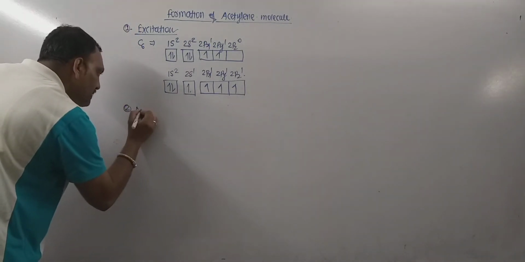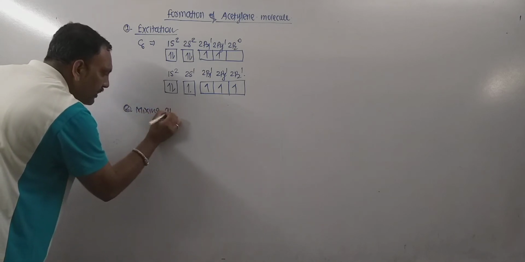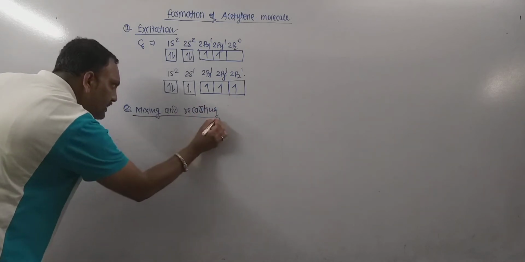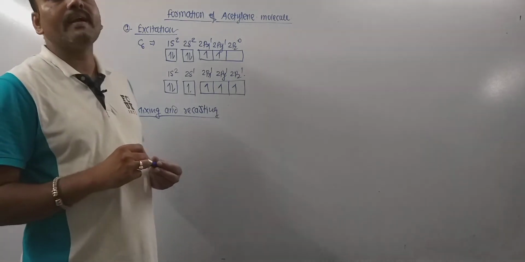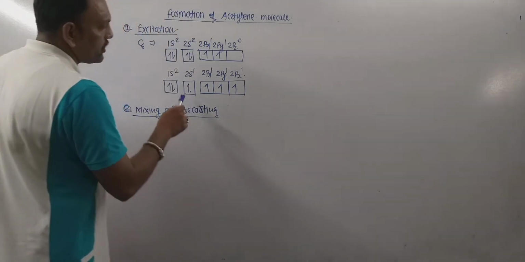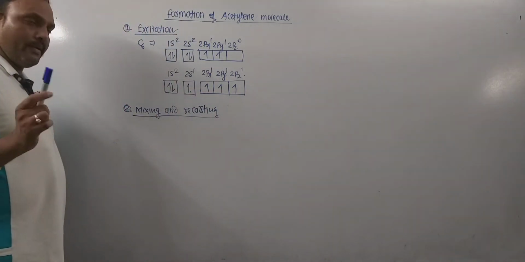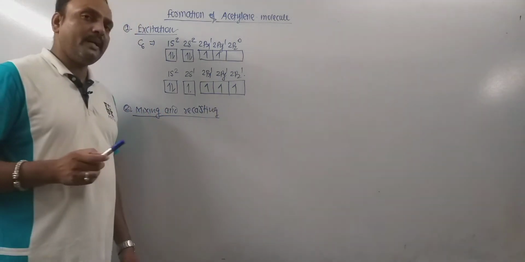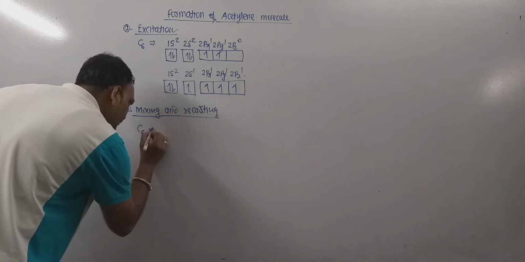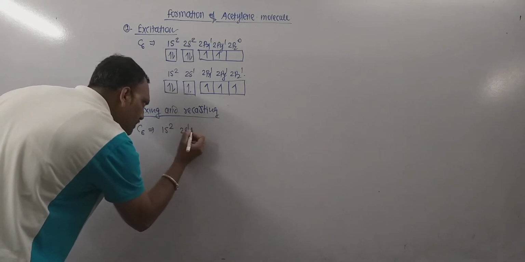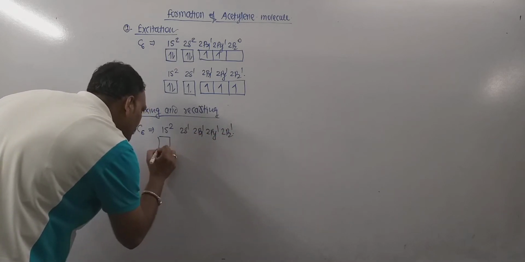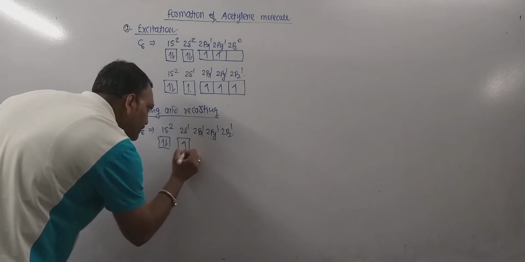Now the second step is mixing and recasting. During the course of formation of acetylene, carbon undergoes limited hybridization, that is, it undergoes sp hybridization by mixing just one s and one p orbital. Remember, the py and pz orbitals remain unhybridized in this case. So carbon in the excited state is 1s2, 2s1, 2px1, 2py1 and 2pz1. This is the box diagram which can be drawn.